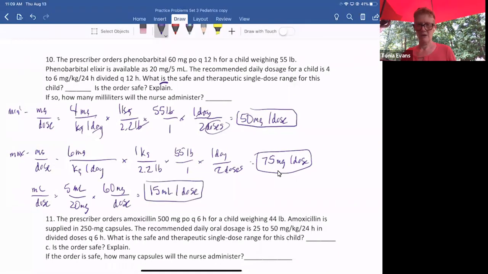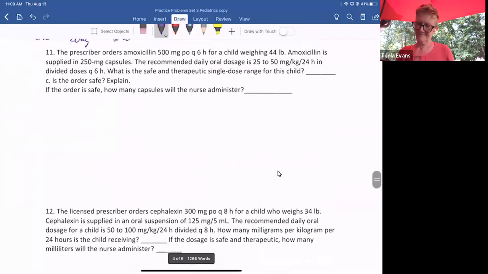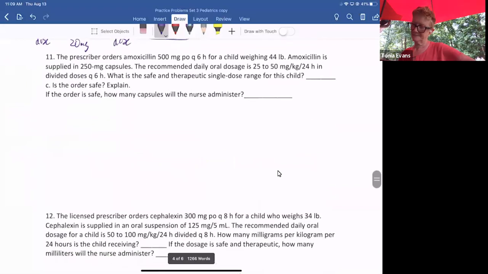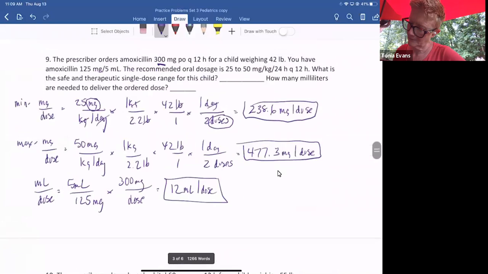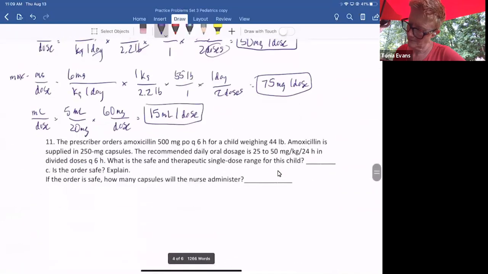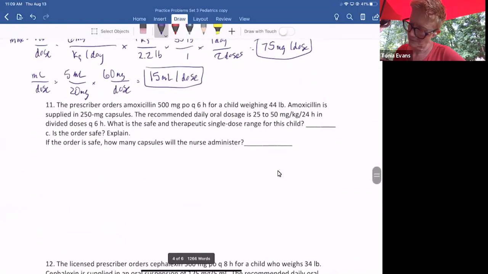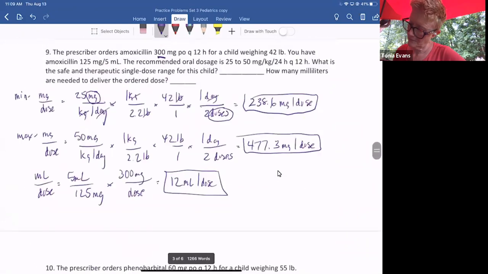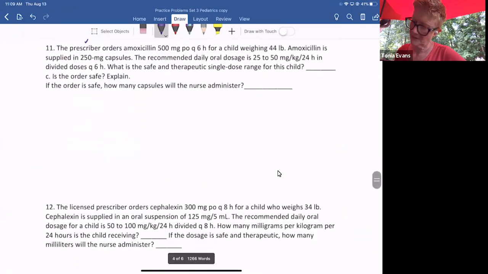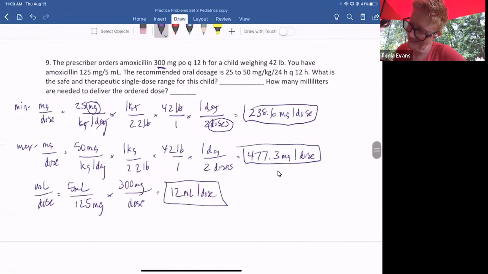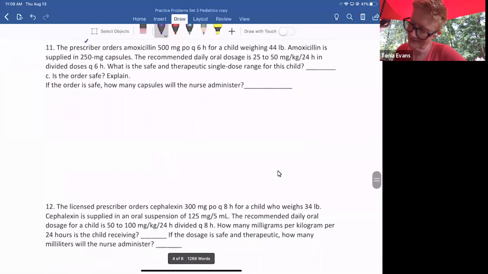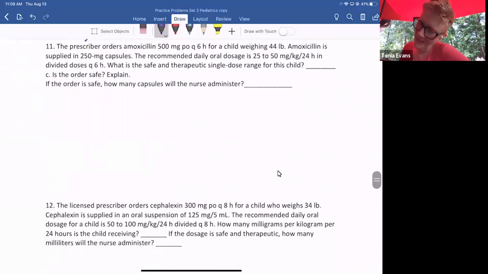All right, we're halfway there. Okay. That's funny. I didn't even notice that I made very similar questions there. Differences in the numbers, but same drug.